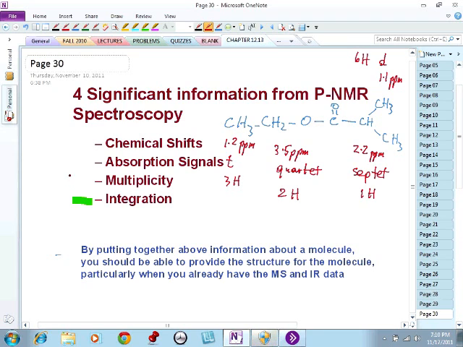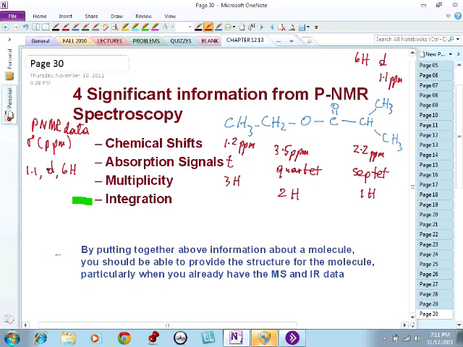I'll start from the lowest one, which is 1.1. I'll say this is the proton NMR data. Chemical shift in parts per million: 1.1, doublet, 6 hydrogen. That is this here.